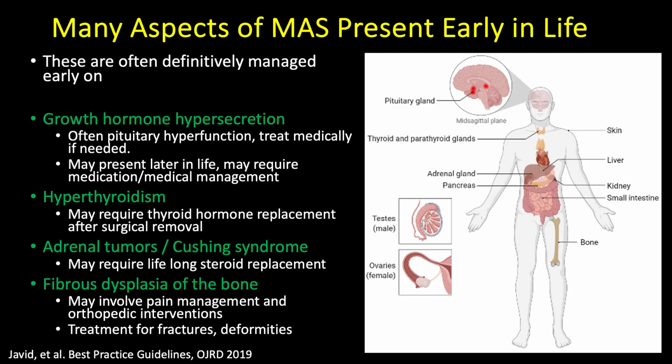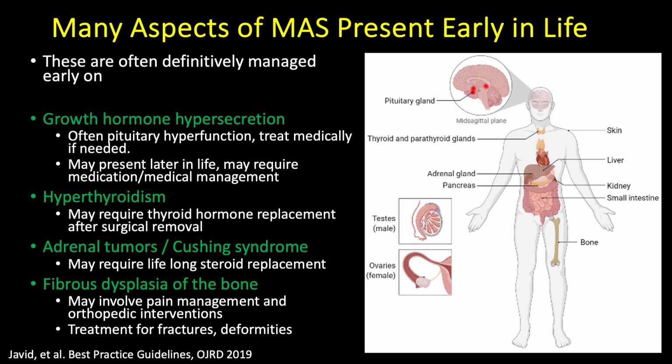So when we think about McCune-Albright, we know that many of those endocrine aspects present early in life. These are often definitively managed early on. These include things like the growth hormone hypersecretion, so there might be pituitary function, and you can treat them medically, typically; very rarely is a surgical intervention actually utilized. But one of these things that is useful to keep in mind is that sometimes these can present a little bit later in life. And they may require medication and different types of medical management.